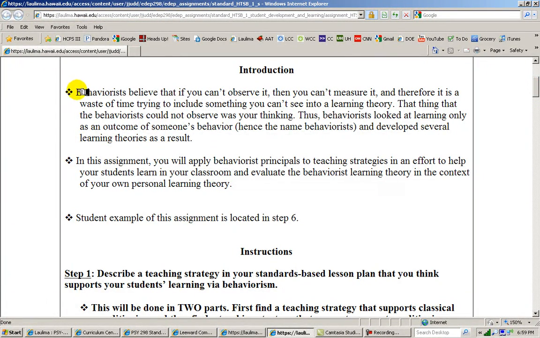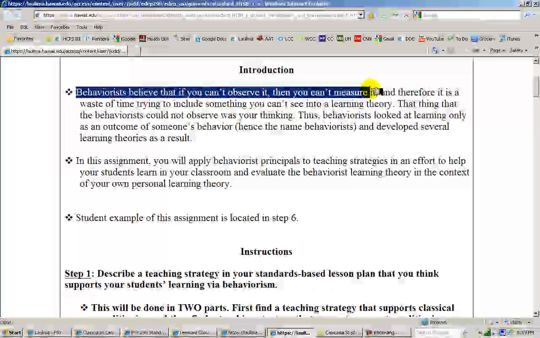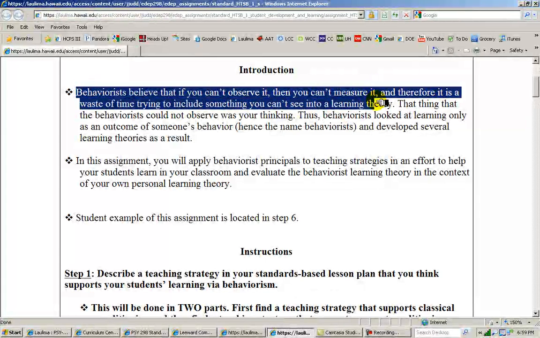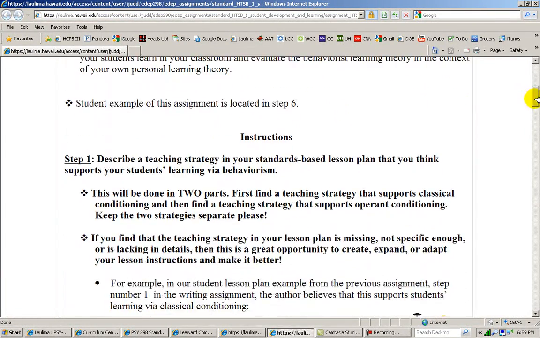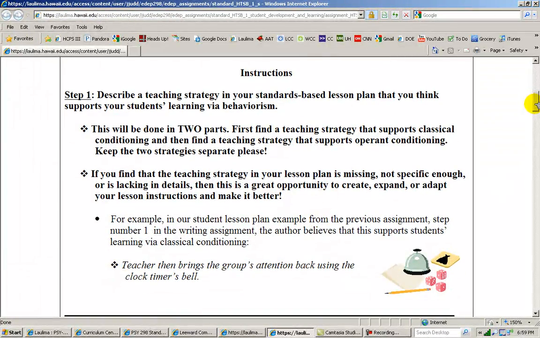And behaviorists in general believe that if you can't observe it, then you can't measure it, and therefore it's a waste of time to look at it. And so they never looked inside a person's mind. They always looked at what happened in terms of behavior. So they came up with a set of learning principles that tended to explain how people acted.